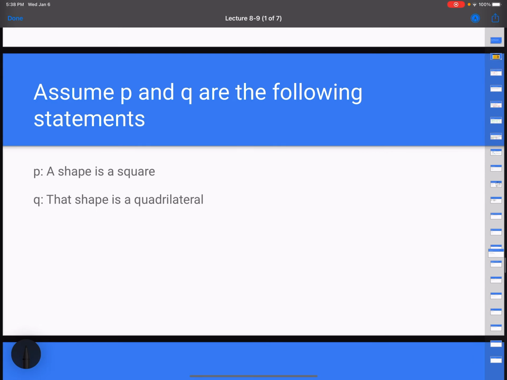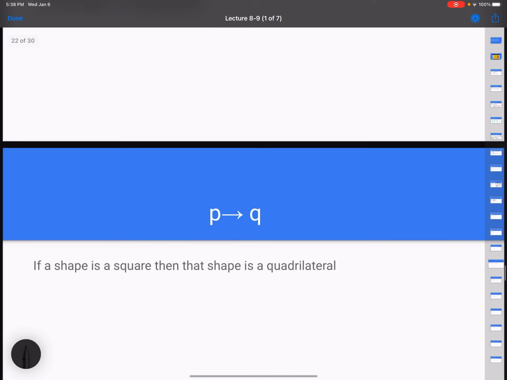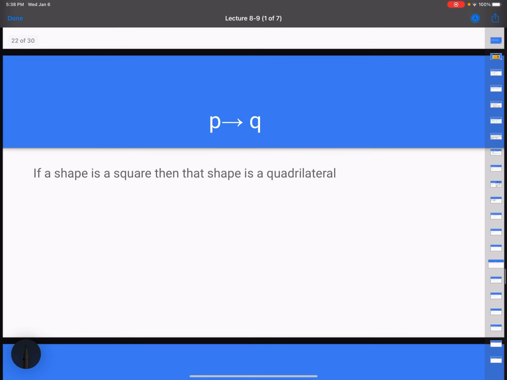In this video, we're just going to spend a little more time talking about a few more terms that go with this logic that we've been learning. So with the next few slides, we're just going to assume that P and Q are the following statements. P is that a shape is a square, and Q is that a shape is a quadrilateral. Now, if we have the implication P implies Q, it tells us that if a shape is a square, then that shape is a quadrilateral.